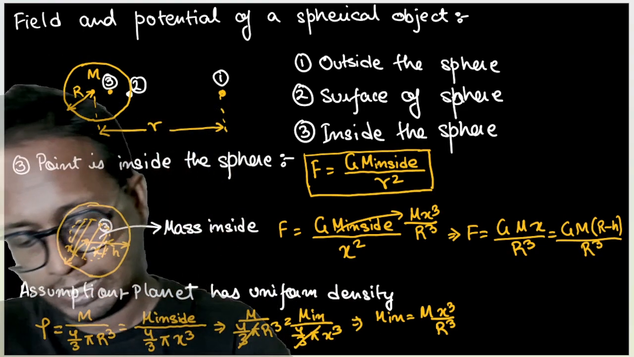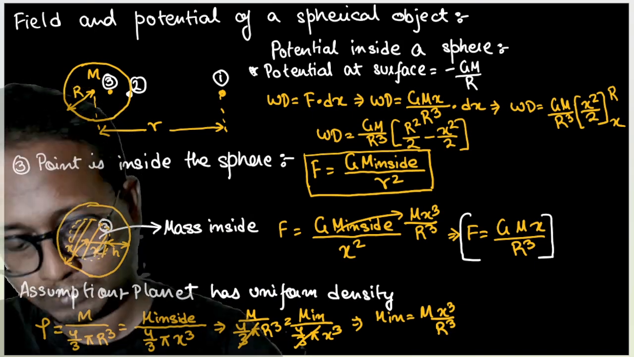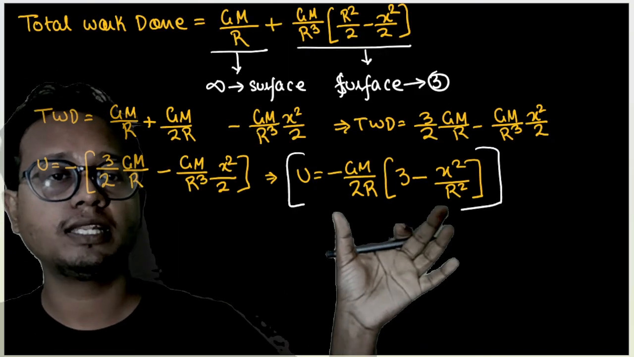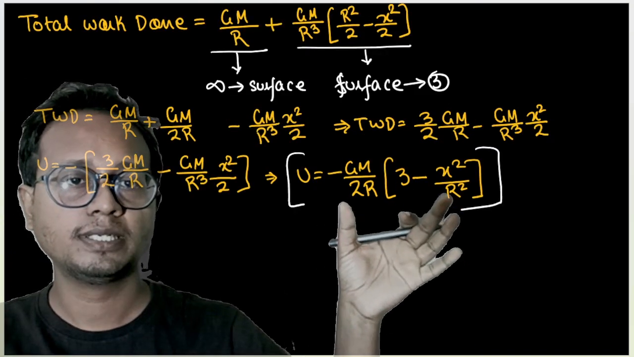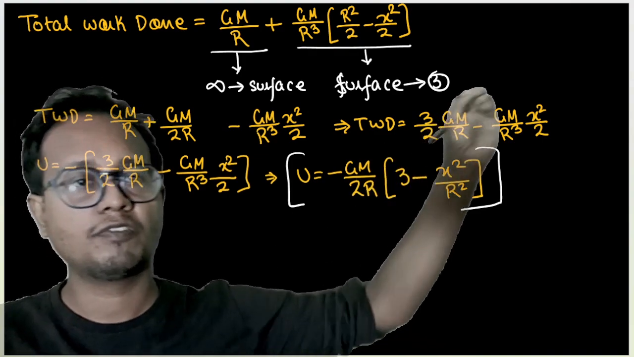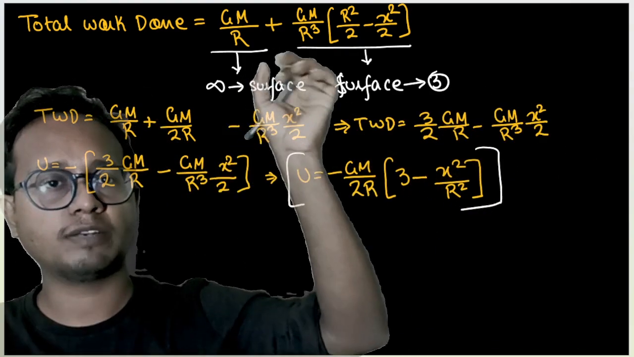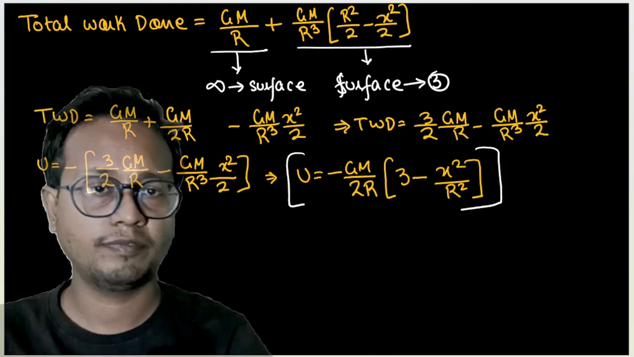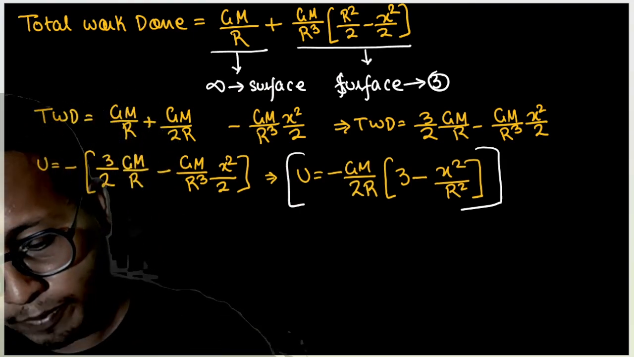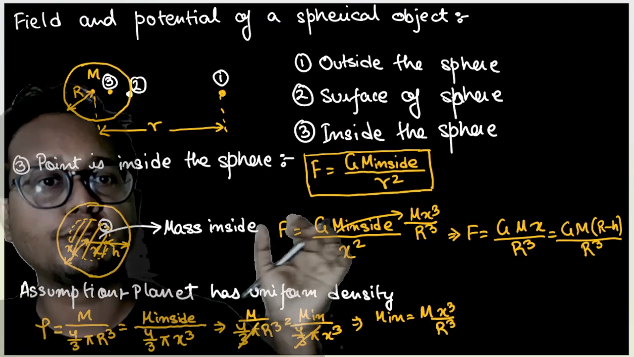Okay, I'm fine. And the last thing was potential. What is potential inside the planet? It is nothing but this value, isn't it? Work done in bringing a unit charge from infinity to inside the planet is equal to work done from infinity to surface plus work done from surface to inside the planet. Very fine. Now there are a few more variations of the same equation.